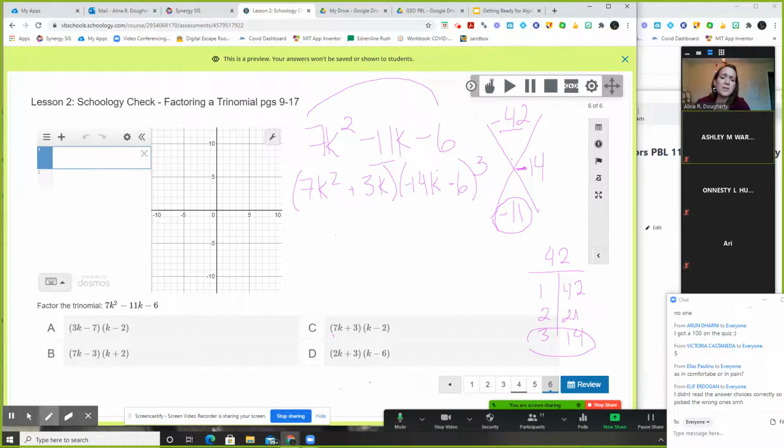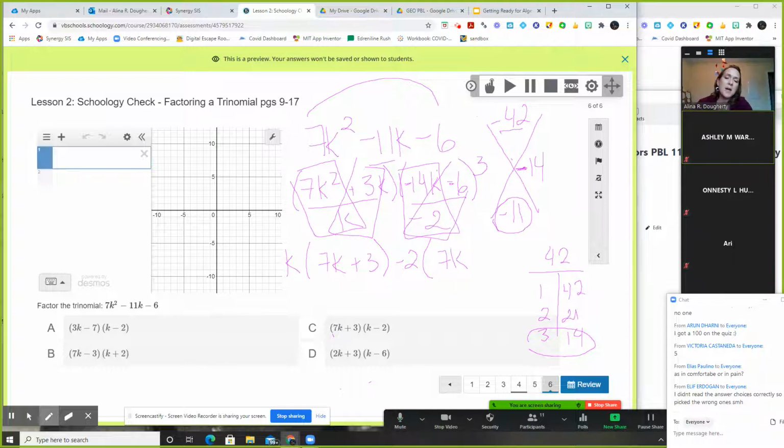Got to find our greatest common factors. I think it's just k here and negative 2. Right? Both of these are negative, so I can take out a negative 2. So then if I do my division, k comes to the outside. 7k squared divided by k is 7k. And 3k divided by k is 3. And then minus 2. Negative 14k divided by negative 2 is going to be 7k. That's what I wanted. That's always a good thing. And then negative 6 divided by negative 2 is plus 3.